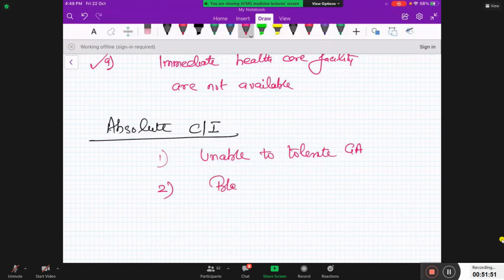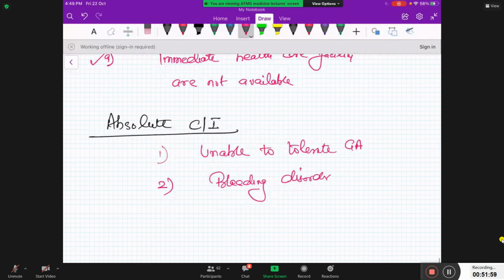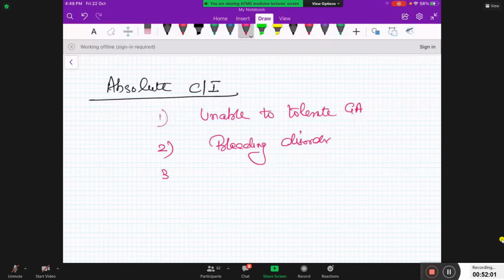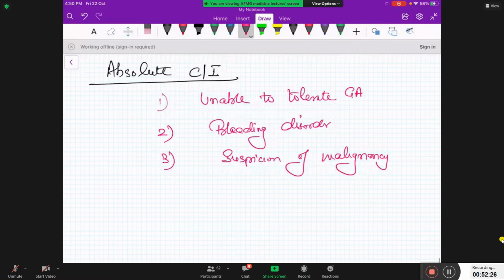Second, patient with bleeding disorder. Patient with bleeding disorder. Third, in laparoscopic surgery bleeding is less, but once bleeding occurs, control is very difficult, therefore. Okay, then suspicion of malignancy if there, again one should not do a laparoscopy.